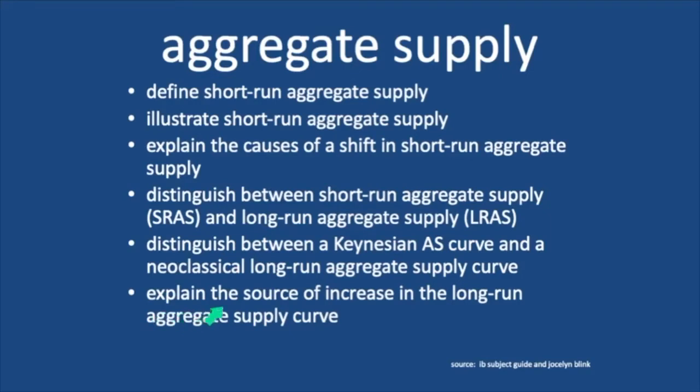And can you explain the source of an increase in the long-run aggregate supply curve? Can you show why it would move outward? Maybe because an increase in the quality or the quantity of the factors of production would move the long-run aggregate supply curve out in the neoclassical model.